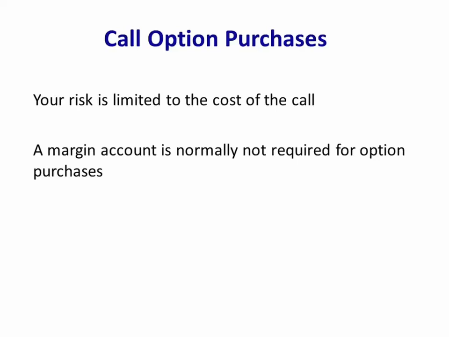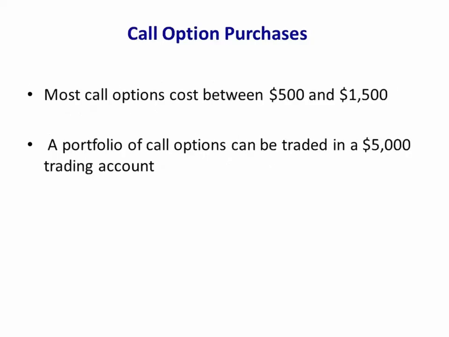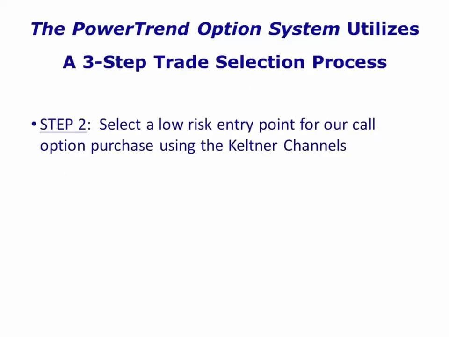And when you purchase an option, your risk is limited to the cost of the option. A margin account is normally not required for option purchases. We normally initiate call option purchases with 1 to 3 months until expiration. And we will roll over the option at expiration if the underlying stock is still on a PowerTrend buy signal. Now, most call options that we trade cost between $500 and $1,500, and you could trade a portfolio of call options in a $5,000 trading account.